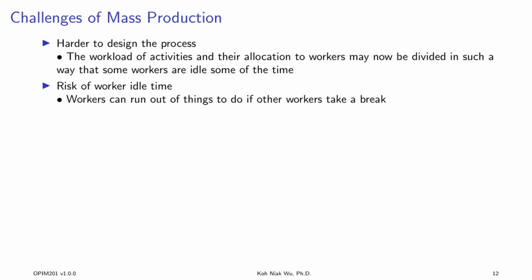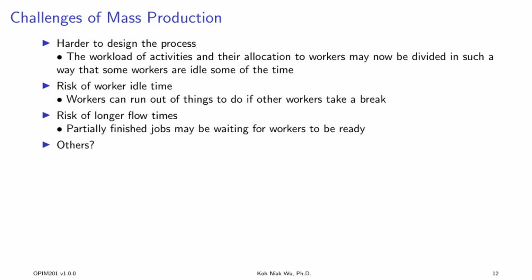Imagine a situation where the bodywork team takes a break. The engine team has completed their tasks but cannot proceed. They are left waiting, which results in worker idle time. Another challenge is the risk of longer flow times. Jobs that are partially finished may be delayed while waiting for workers to become available. This can slow down the entire production process.